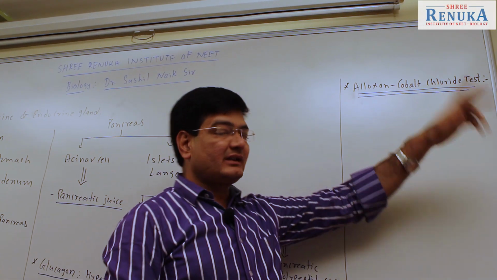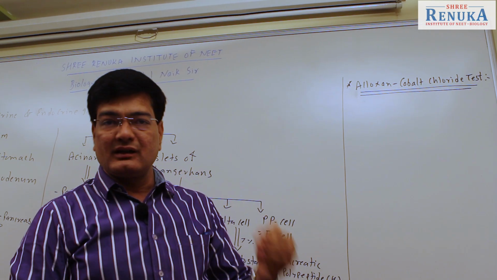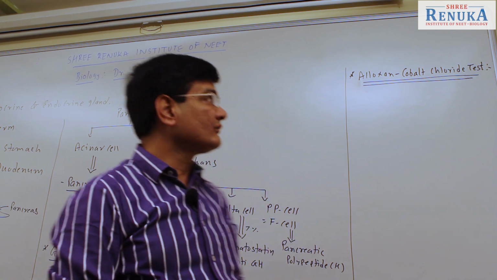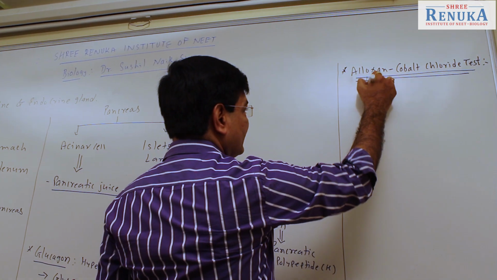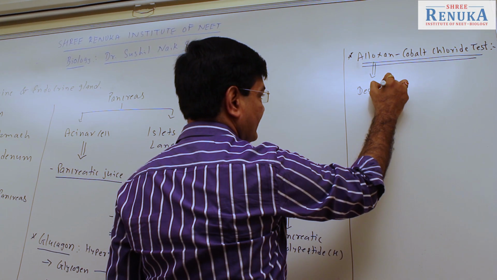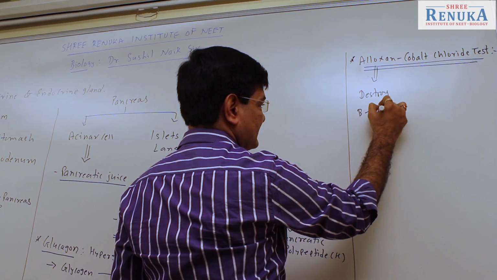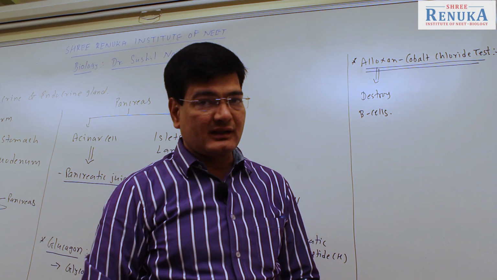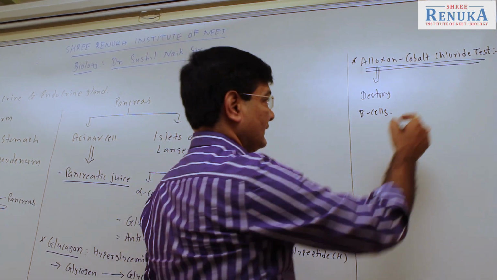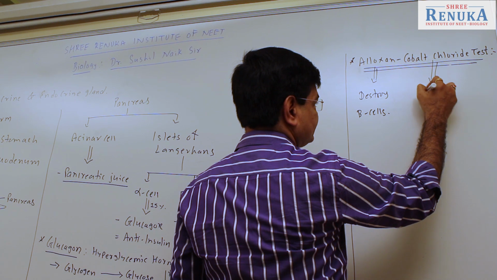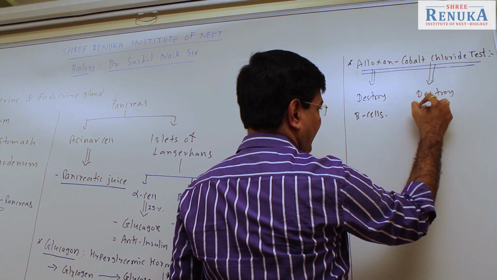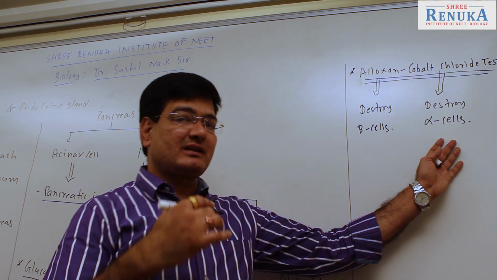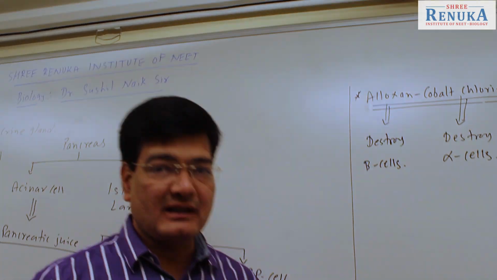Alloxan and cobalt chloride tests are carried out to understand the physiology of pancreas and simply islets of Langerhans. Alloxan mainly destroys beta cells in the condition when we try to understand the function or the significance of alpha cells as well. Cobalt chloride destroys alpha cells in the same condition when we try to understand the contrary function of the beta cells.